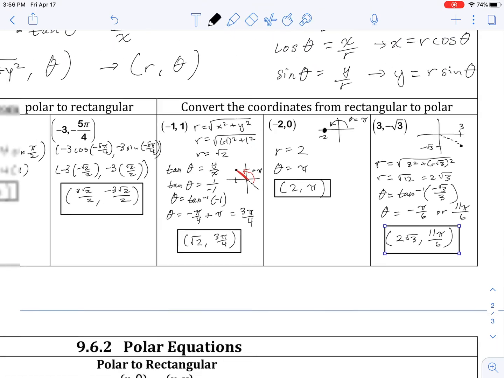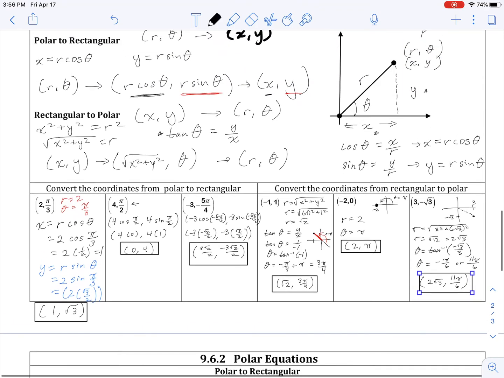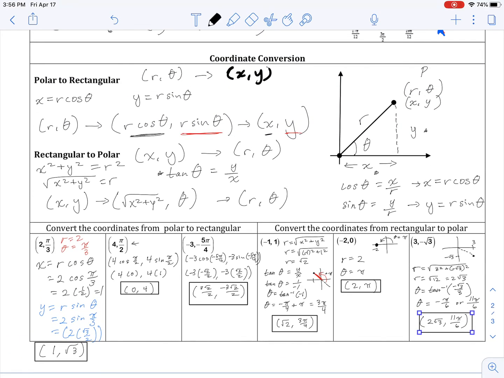Okay? So hopefully this was helpful in you getting to understand how to plot polar coordinates, but also understanding how to express polar coordinates in terms of rectangular form, their x and y values, and the other way around.